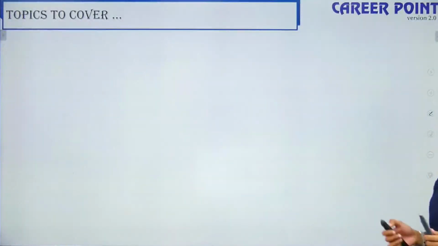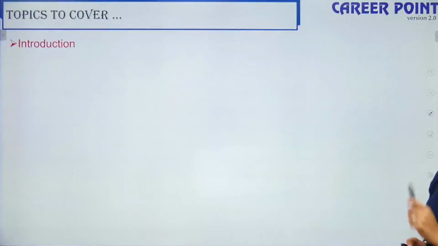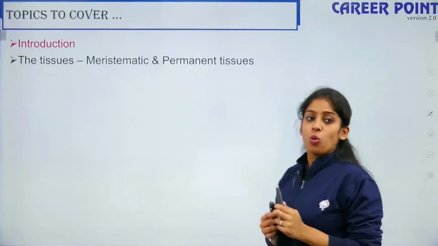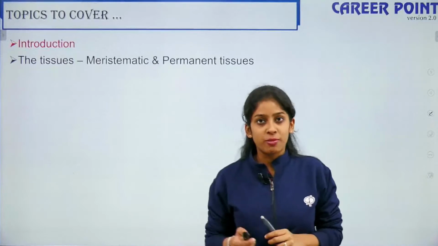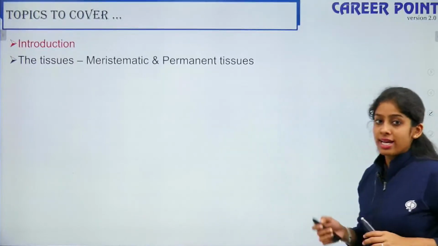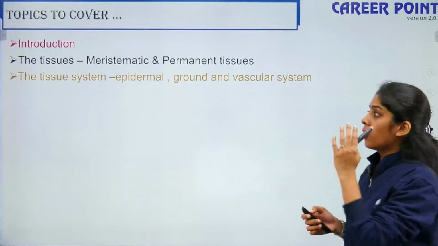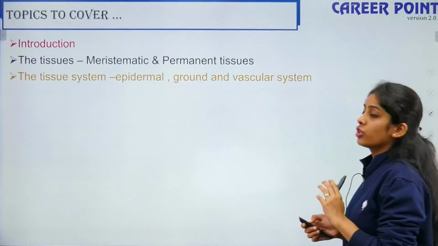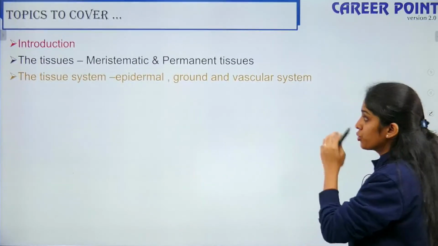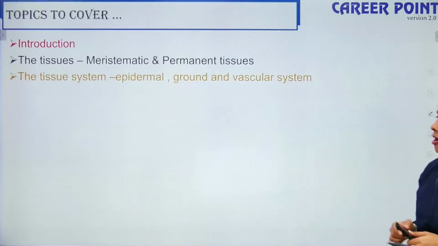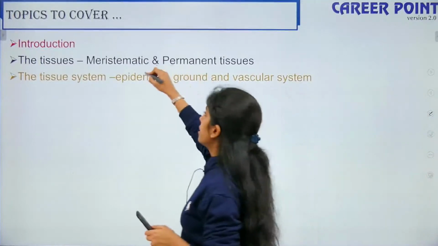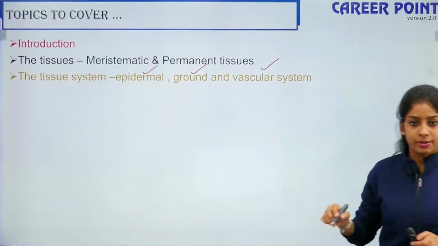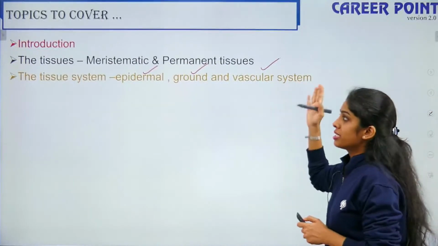Okay, so what are the topics that we have to cover in anatomy? First we'll talk about the introduction: why anatomy, the flashback story. Then we'll talk about the tissues, the meristematic and the permanent tissues. Then the tissue system we'll talk about. The tissue system includes your epidermal, ground and vascular system. So we'll talk about the tissue system in detail.